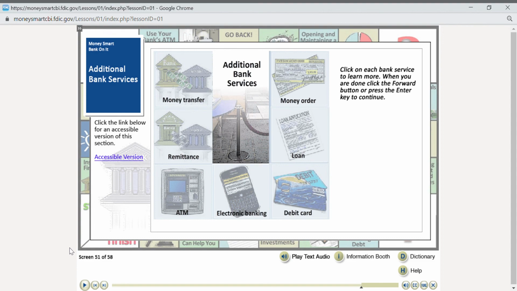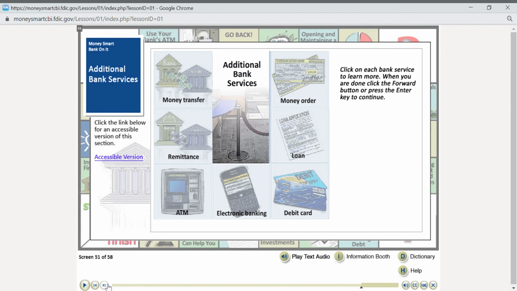Debit card. A debit card is a plastic card, sometimes called a check card. The debit card is tied to your checking account and allows you to pay for goods and services at stores and other businesses that accept MasterCard or Visa credit cards, as well as other credit cards.